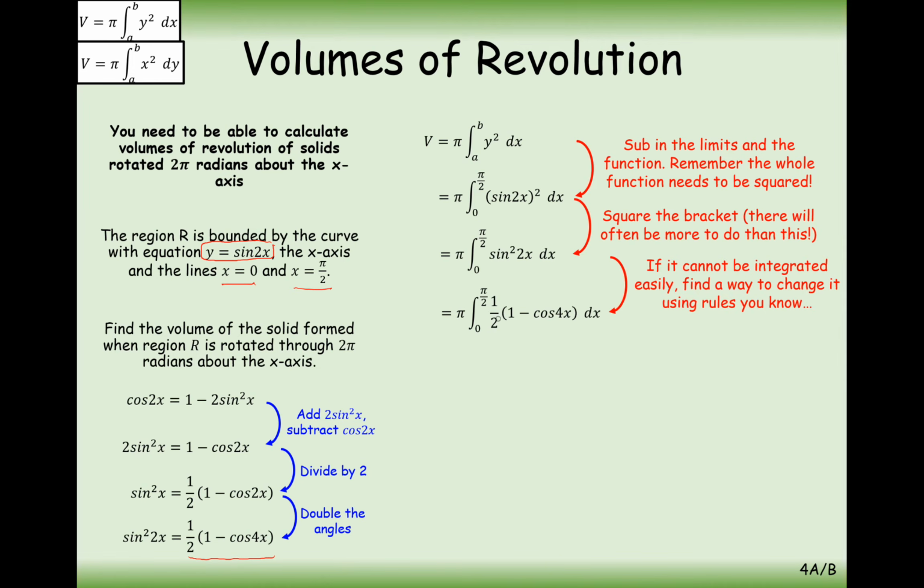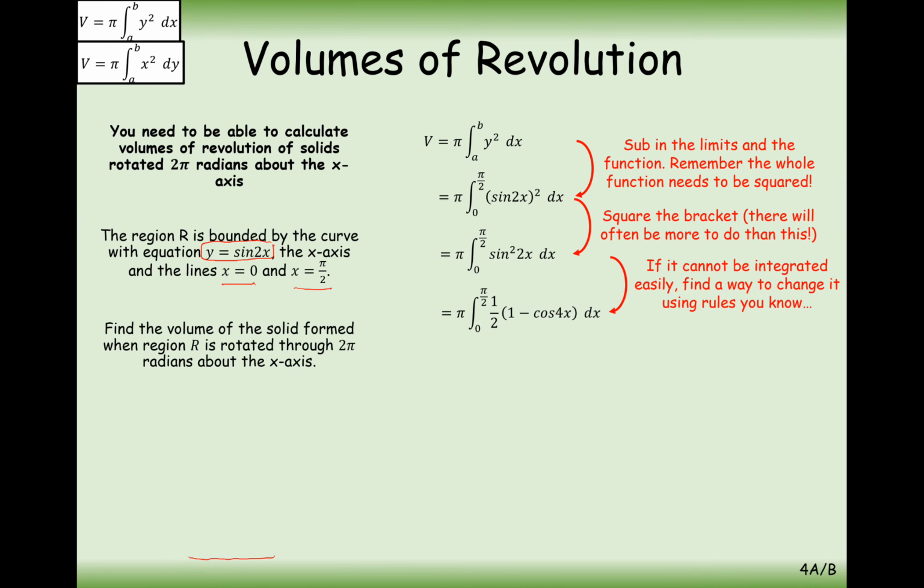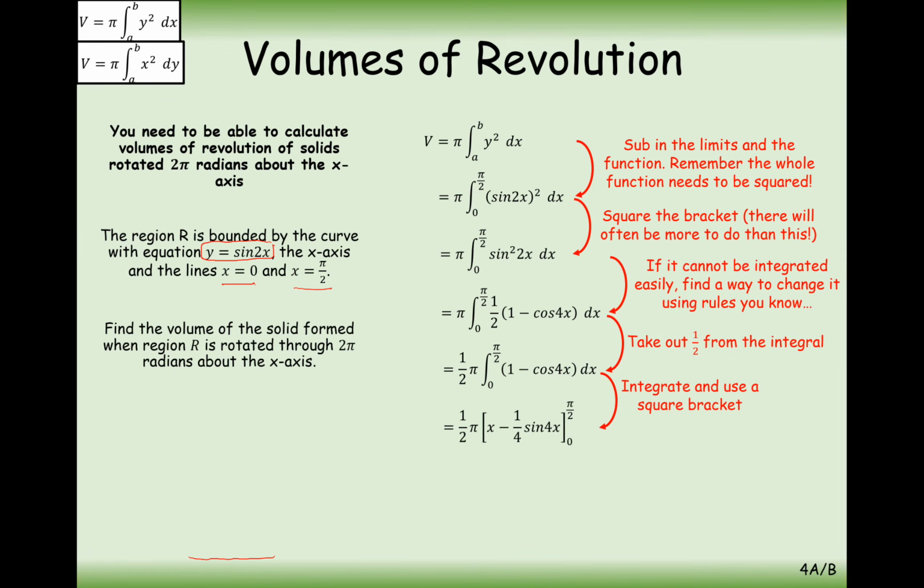What we'll do is pull out this factor of a half to the front. That just tidies things up inside the integral. Okay, so now we can integrate this: 1 with respect to x and cos 4x with respect to x. That's an easy integral to do. So the answer to this is going to be a half pi, and then it's going to be 1 integrating to x and cos 4x integrating to a quarter sine 4x.